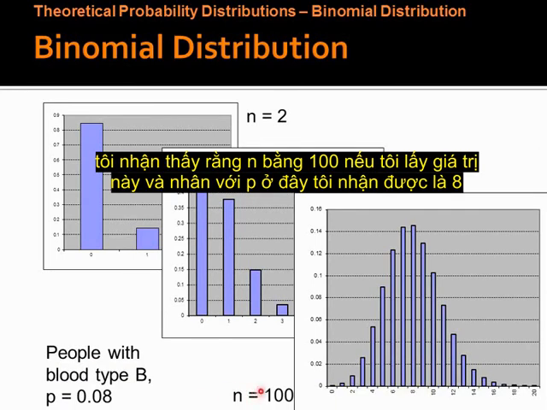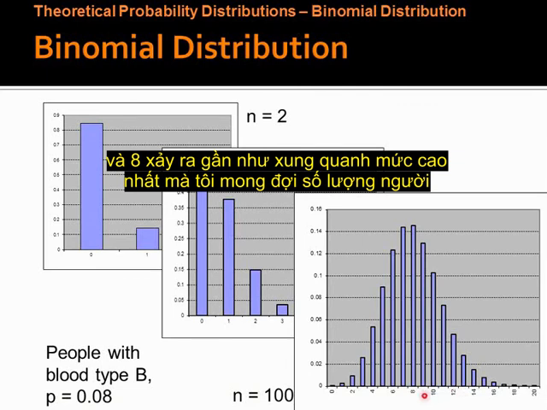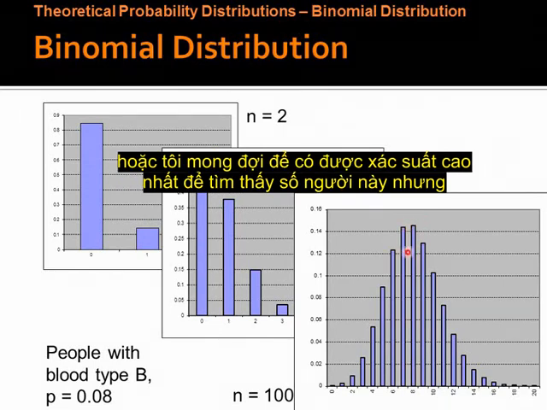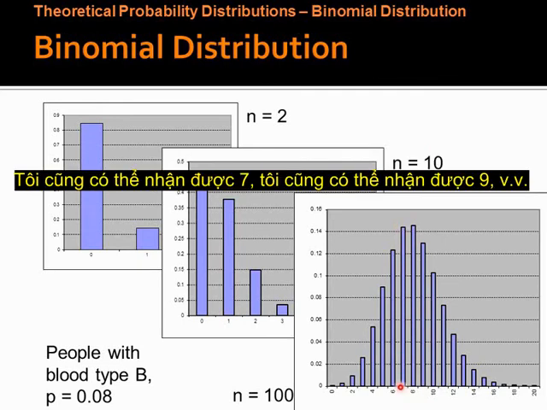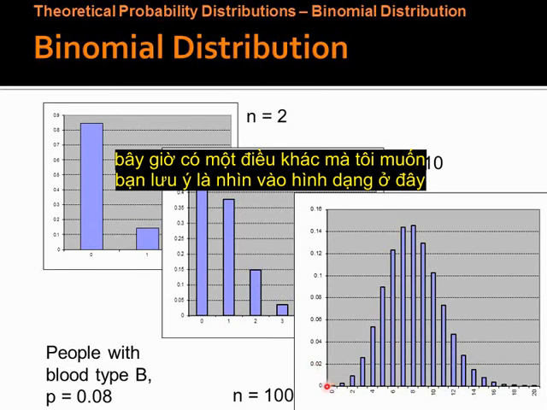And notice that n equals 100, if I take this n multiplied by this p over here, what do I get? I get 8. And 8 so happens to be roughly around the peak of where I expect to get the highest probability of finding this number of people. But I could also get 7, I could also get 9, and so on and so forth. Now the other thing I'd like you to notice is that, look at this shape here.